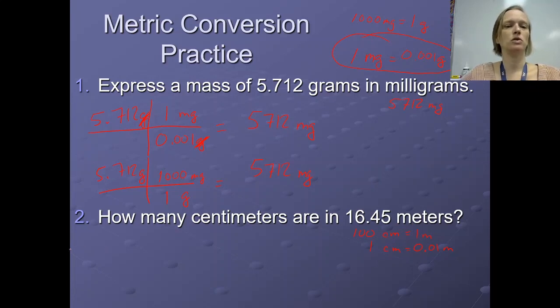I'm going to go ahead and do 16.45 meters. I want to know how many centimeters that is. So I have to have meters down below and centimeters up top so that those meters will cancel out. But what number goes in here? I will go ahead and write that 100 centimeters is the same as 1 meter. And I get as my answer 1,645 centimeters.